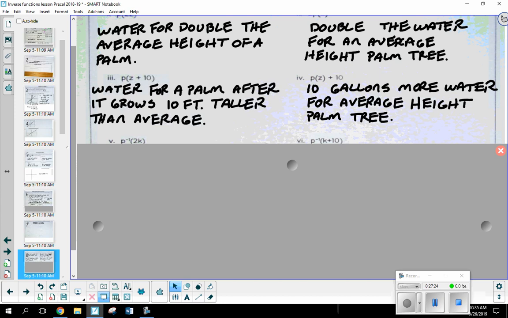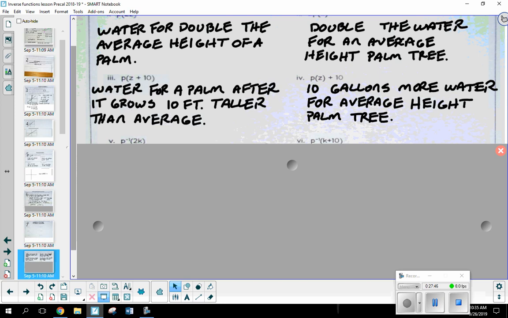Okay, that's exactly right. So I have double the amount of water for what? What was the other quantity? For the average height of a palm tree. Okay, that's all there is. So I kind of walked you through that one. Now you're going to help me with 6.